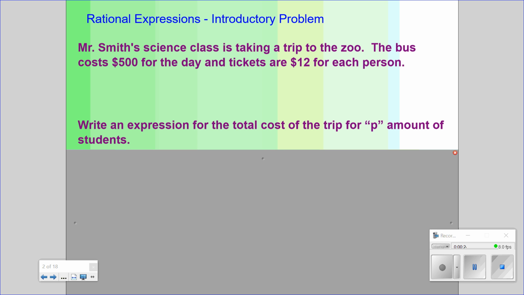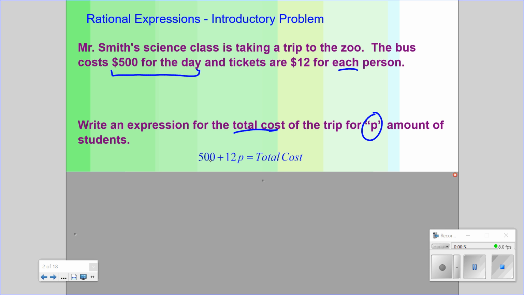Mr. Smith's science class is taking a trip to the zoo. The bus costs $500 for the day, so that's an amount that the group has to pay. And tickets are $12 for each person. So if you're trying to calculate the total cost of this trip for p students, you could write an expression for this where you know you have to pay the $500 for the bus, and added on to that, it's $12 per person. So the expression for that would look like 500 plus 12p. That would be set equal to the total cost.